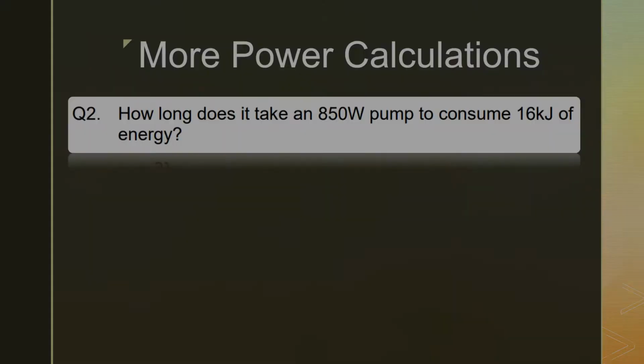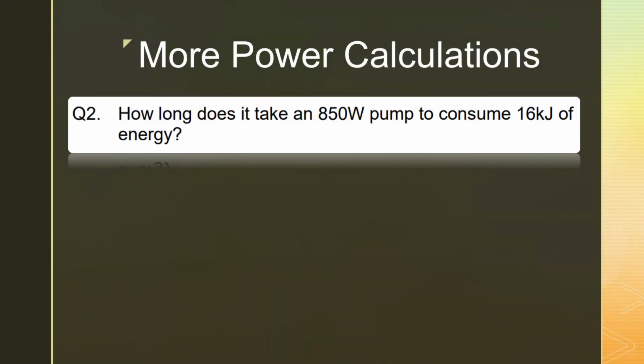fine. So question number 2, how long does it take an 850 watt pump to consume 16 kilojoules of energy? So again, we're going to start, as we always do, with P is equal to E over T. And this time we're looking for time, so I'm going to rearrange that to T is equal to E over P. We then need to substitute our values in. So we've got 16,000. It's really important that we put that in joules and not kilojoules, divided by 850. So on my calculator, I'm doing 16,000 divided by 850, which gives me an answer of 18.82.